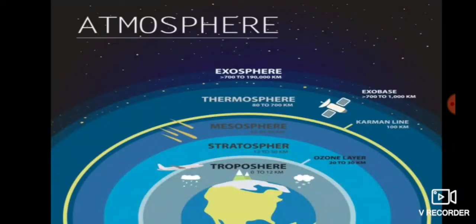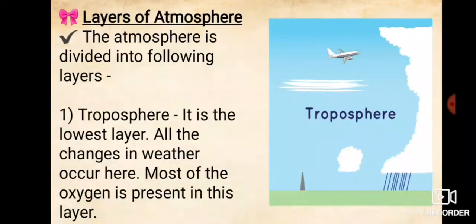Types of atmosphere: troposphere, stratosphere, mesosphere, thermosphere, and exosphere. Layers of atmosphere. The atmosphere is divided into the following layers. Troposphere. It is the lowest layer. All the changes in weather occur here. Most of the oxygen is present in this layer.